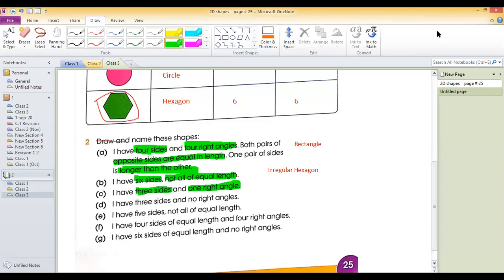Sir, I just came in the period. What page? Page number 25. And what do I do? Question number 2C. Tell me the answer. Which shape is that? 2C, okay. Very good, Abdul Hamid. The page is 25. Okay.